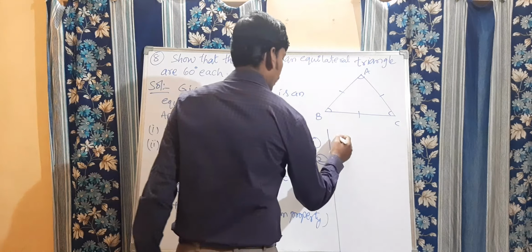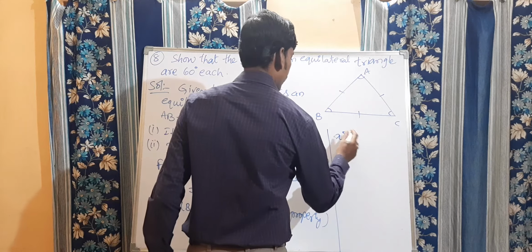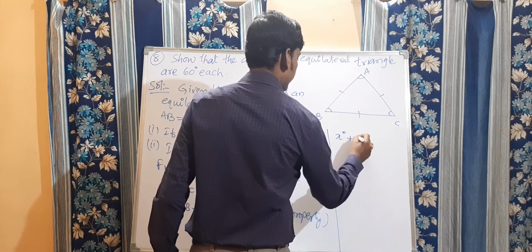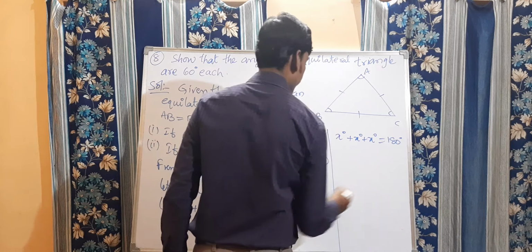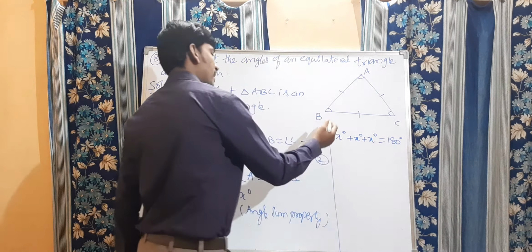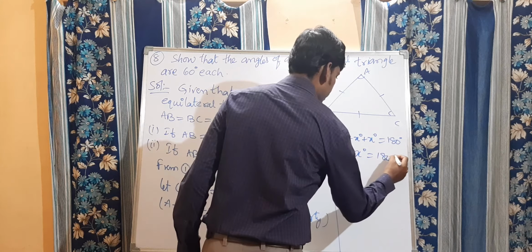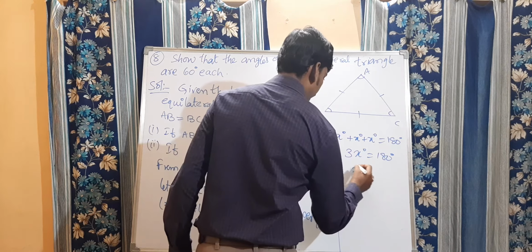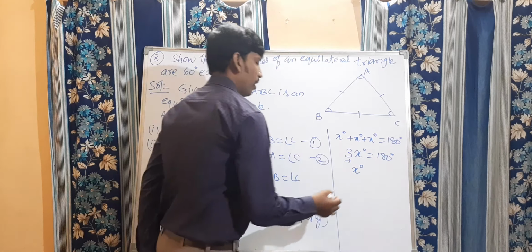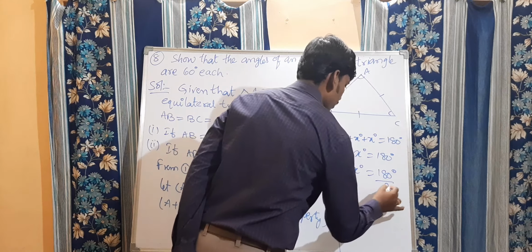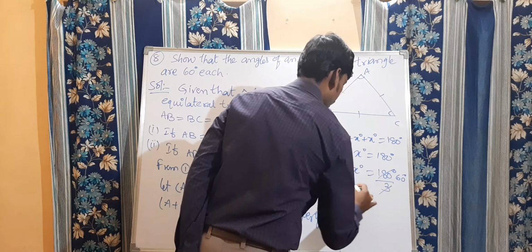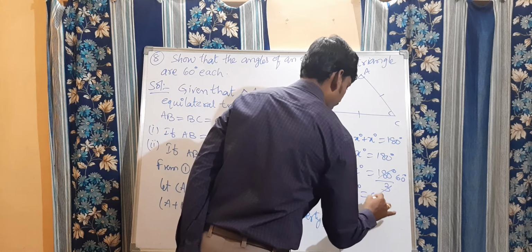You will get x degrees plus x degrees plus x degrees is equal to 180 degrees. Now x plus x plus x equals how much? 3 times x. 3 into x degrees is equal to 180 degrees. By transposing 3 to the right hand side, you get x degrees is equal to 180 divided by 3. 3 sixes are 180. So therefore x degrees is equal to 60 degrees.